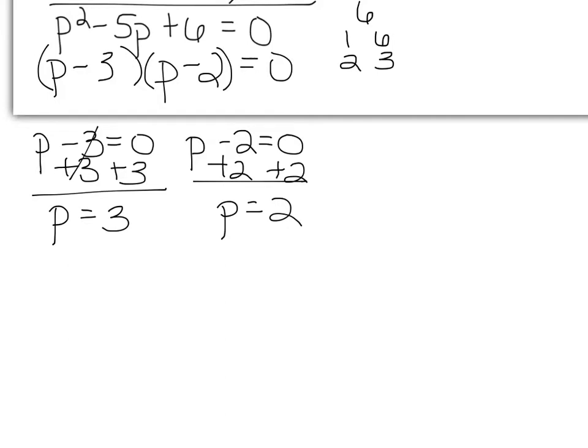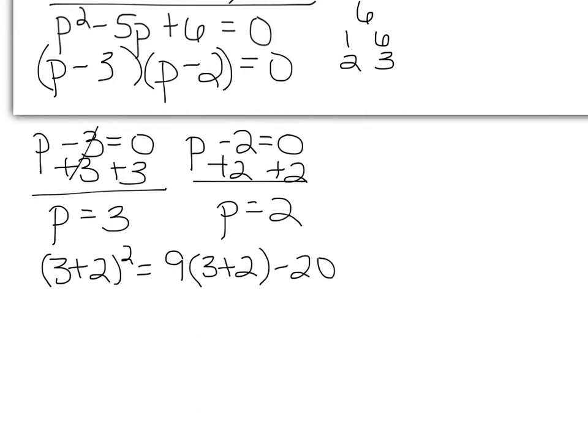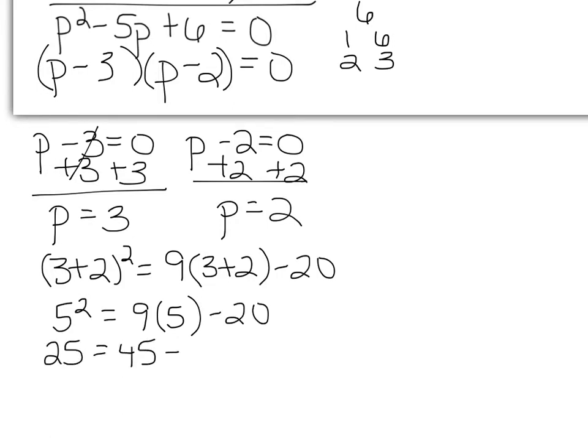You need to plug both of those back into the original equation to see if they work. So let's start with 3. Everywhere there's a p, I'm going to write a 3. 3 plus 2 squared equals 9 times 3 plus 2 minus 20. Alright, 3 plus 2 is 5. So 5 squared equals 9 times 5 minus 20. So 5 squared is 25. 9 times 5 is 45. Is 45 minus 20 25? Sure is. So 3 is a good one.